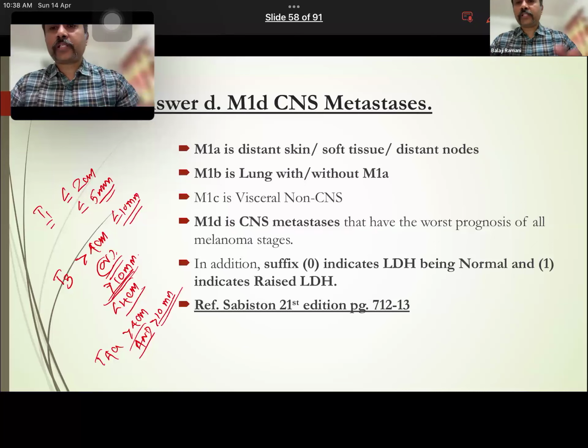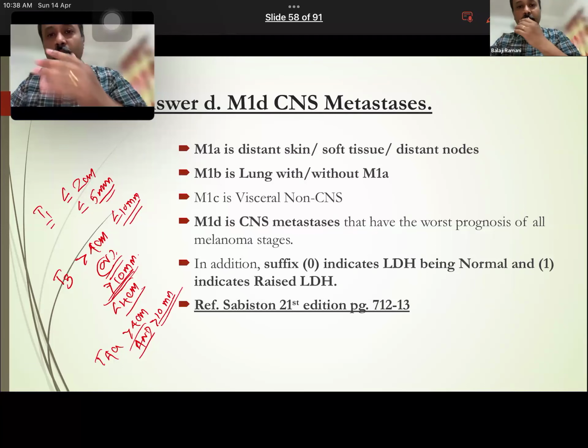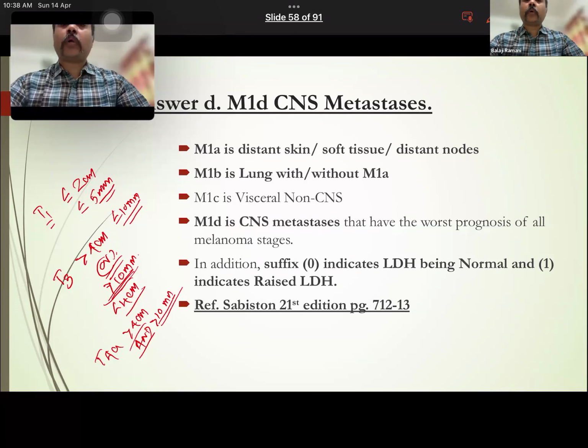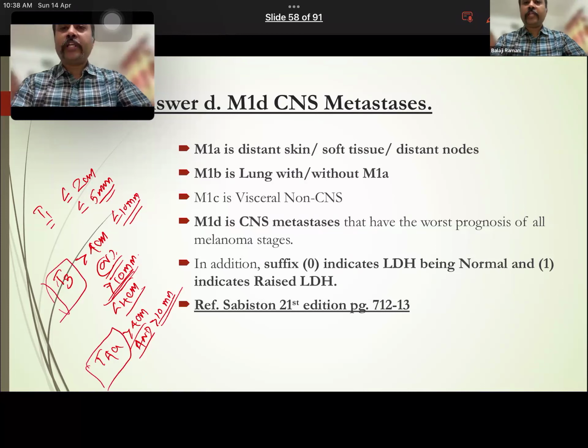Is it clear, my friends? Just whatever I told in T3, just converted to T4A. And remember, this is either or. Both of them together will make it a T4A. Whereas if only one is present, that is going to be your T3. Okay. So T1 is both.